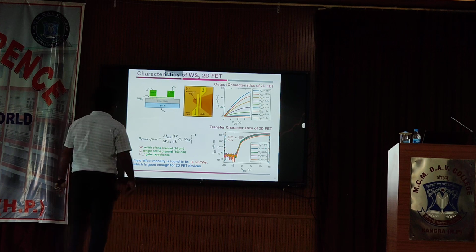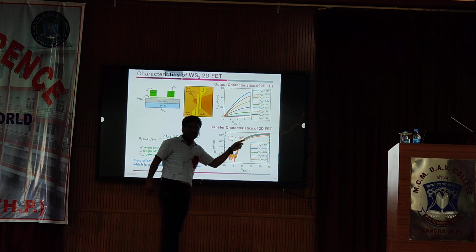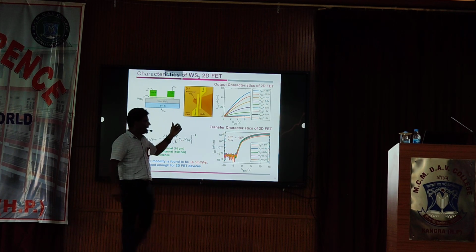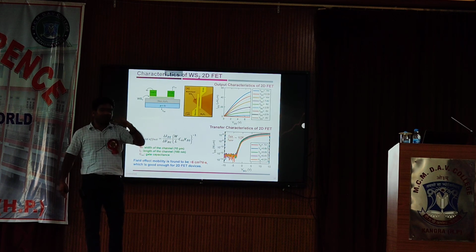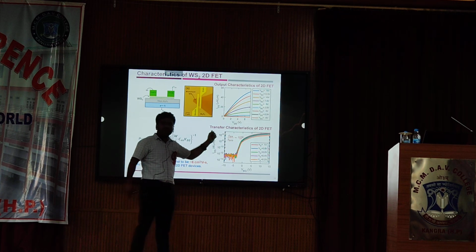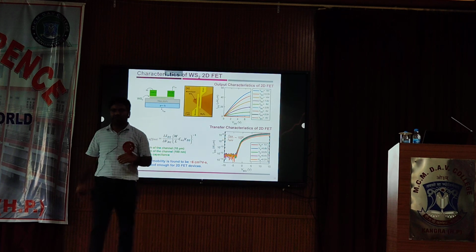This on-off ratio should be very high, and luckily for this material, we got it of the order of 10 to the power 6. It means the synthesized 2D material WS2 can be easily used for the 2D field effect transistor, right? And the field effect mobility was calculated from this transfer characteristics curve, and we got it around 6 centimeter square per volt per second, which is relatively less.